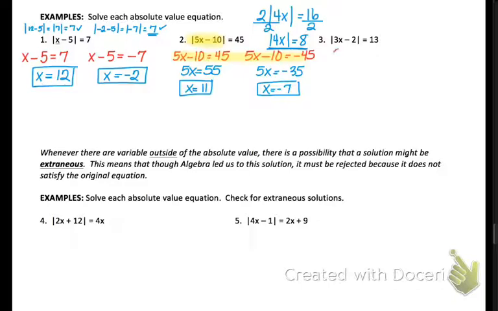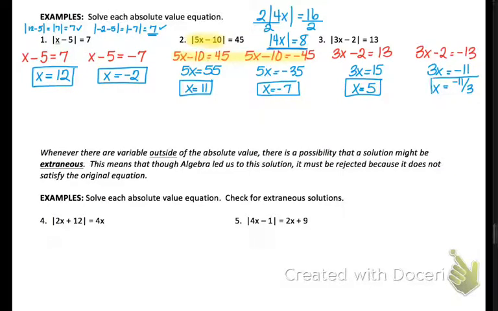The two equations you should have set up for this one are 3x minus 2 equals positive 13 and 3x minus 2 equals negative 13. When we solve this, we're going to add 2 to both sides. So we get 3x equals 15, and therefore x equals 5. And then we get 3x equals negative 11, and therefore x equals negative 11 thirds. And that, again, is perfectly fine to leave like that.